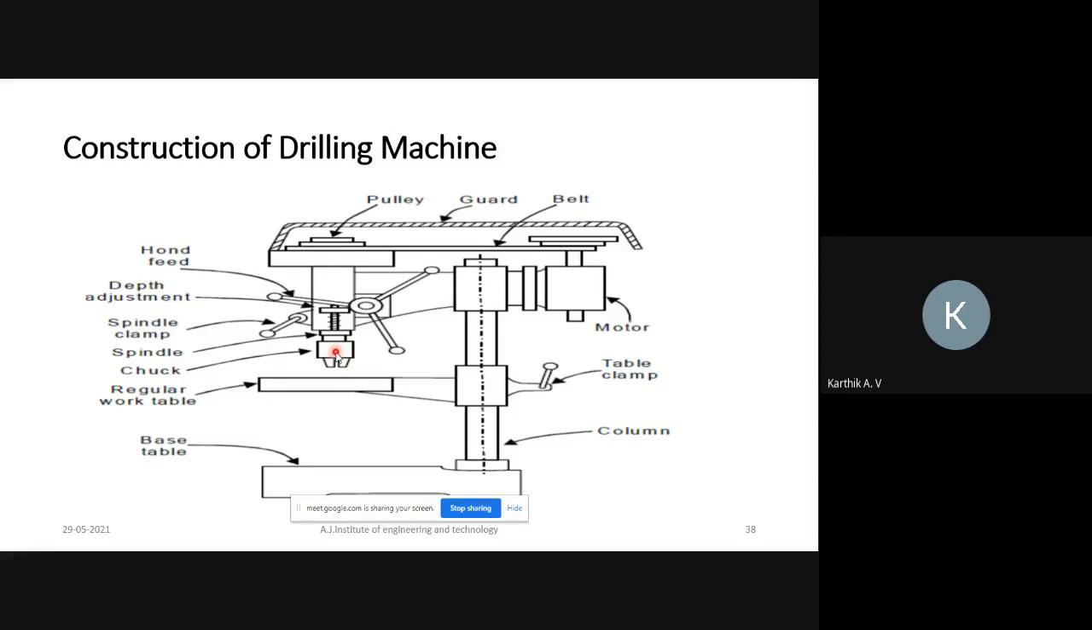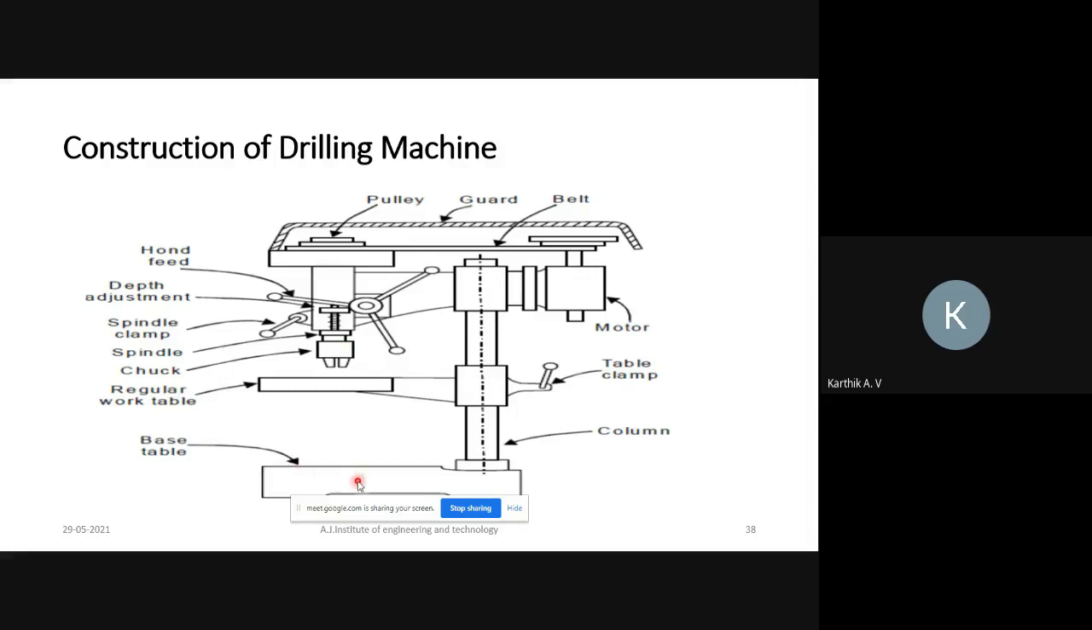Drilling is a process of producing a hole in the workpiece by removing the unwanted material in that particular place. That is called the drilling operation. This is the basic construction of a drilling machine. Very simple, right? Any doubt?